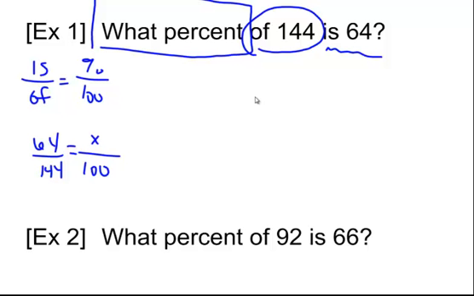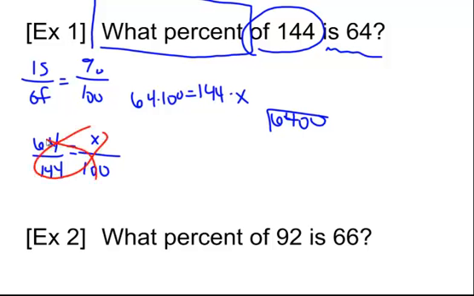So 64 times 100, again, remember, just multiply out. Put those two zeros, 6,400. And then you do 64 times 100 divided by 144. Because, remember, it's 64 times 100 equals 144 times x. Because, remember, we do cross multiplication here, right? So it'd be 6,400 divided by 144.